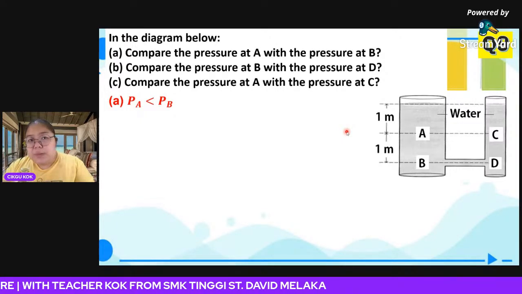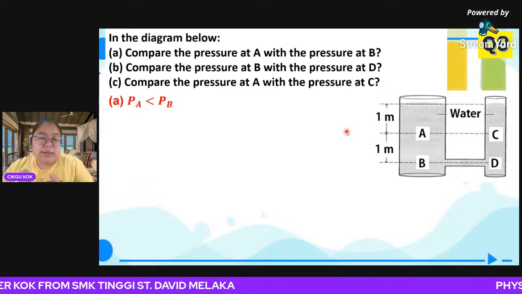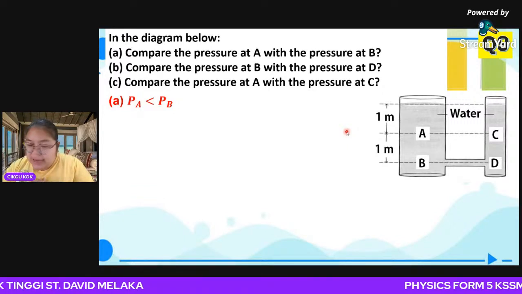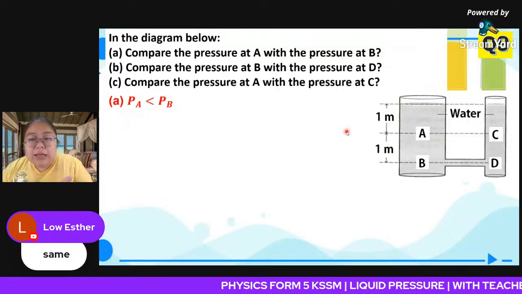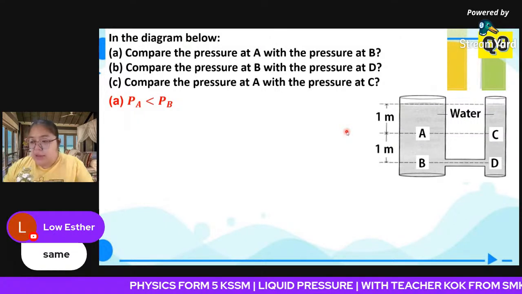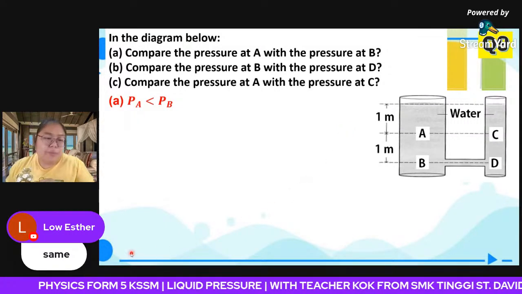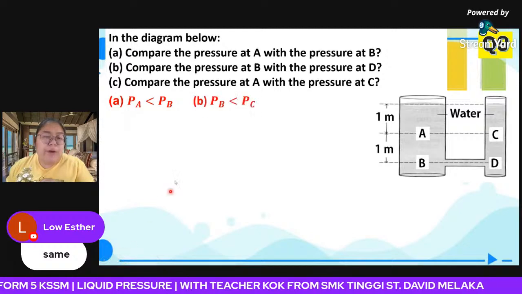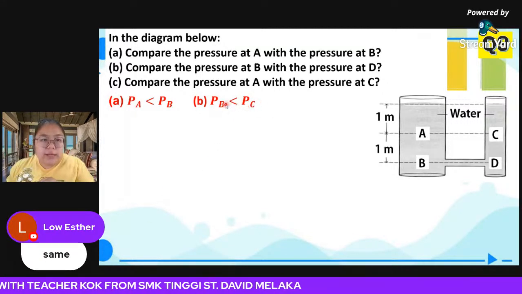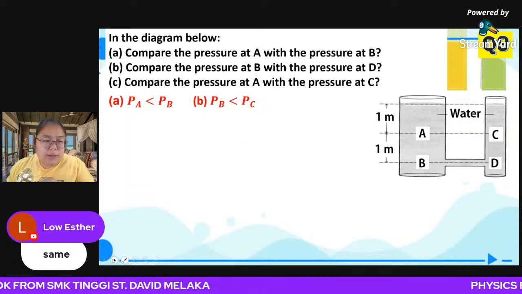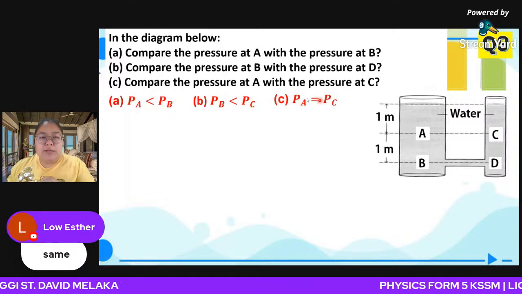Is B bigger or D bigger? Okay, Esther answered me already. Same. We don't have anybody bigger because the level should be the same. So the answer is same. Both pressures should be the same. How come I wrote the wrong thing? Sorry, this one should be the C, is it? Okay, B is here. This one is B.